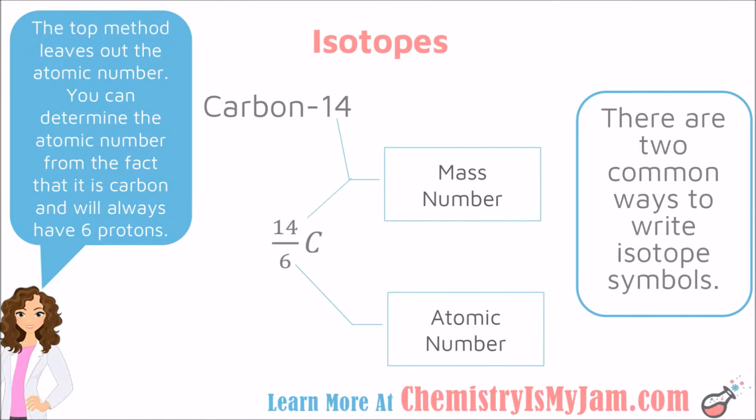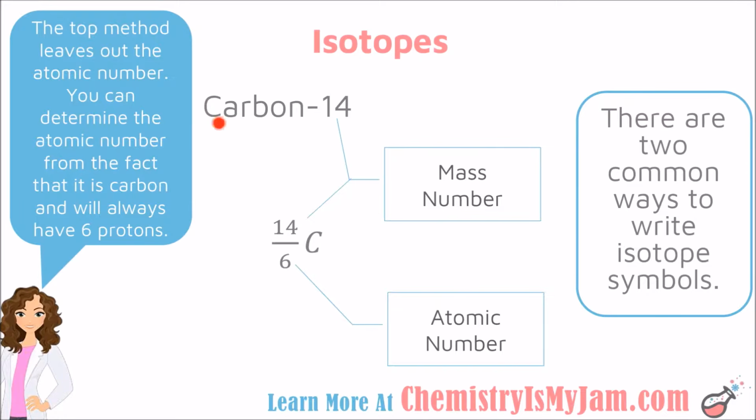So now that we know what isotopes are, and that there can be multiple types of atom for each element, we need some way to represent that. We need some way to let our readers know which type of atom we're referring to. So there are two common ways to write isotope symbols. In the example on your screen, I've written carbon-14 two different ways.